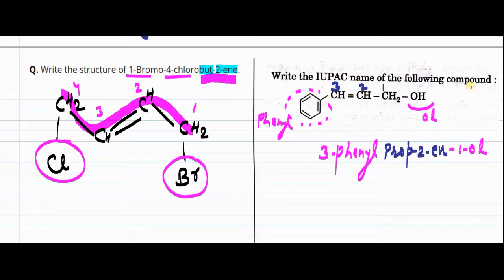Write the IUPAC name of the following compound. First, we select the longest chain, 1, 2, 3, propane. Double bond containing 3 carbons, it means prop-2-ene as the parent. After this, the OH group acts as a suffix, 1-ol. Before the parent, 3-phenyl as a group. 3-phenyl prop-2-en-1-ol.